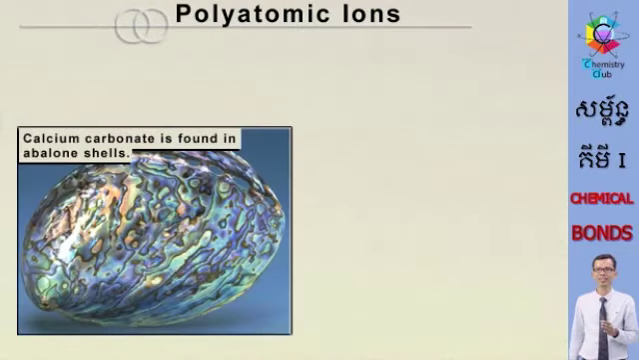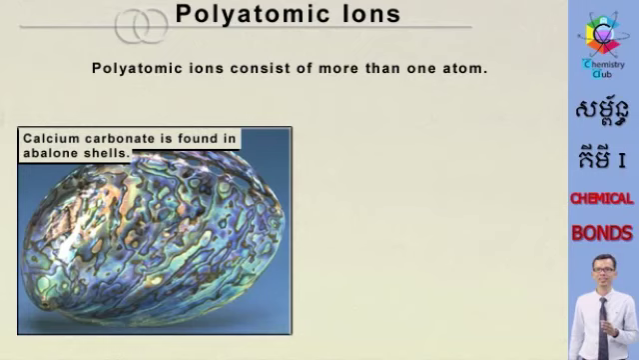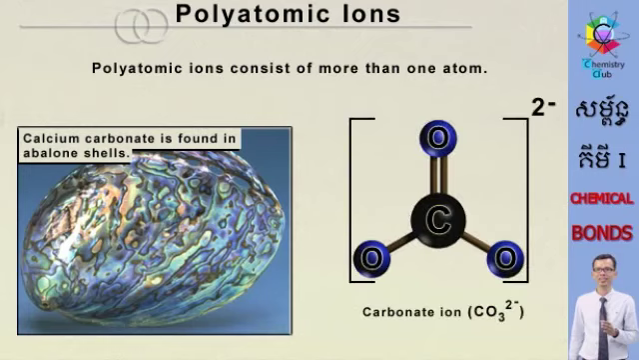In contrast to monatomic ions, polyatomic ions consist of more than one atom. A carbonate ion, CO3 2-, represents a polyatomic anion. Here 1 carbon atom and 3 oxygen atoms bond to form the carbonate ion. While the bonds between carbon and oxygen in the carbonate ion are covalent and will be discussed later, the 4 atoms act as a unit that has an overall charge of 2-.